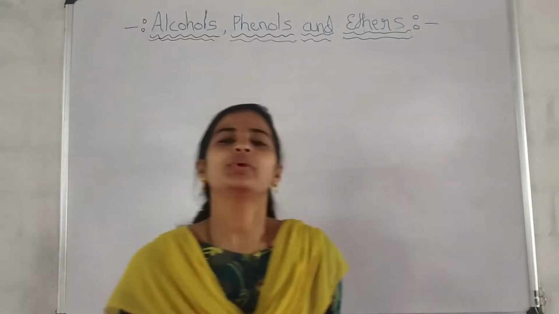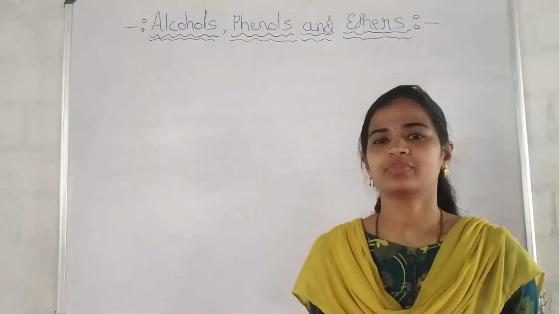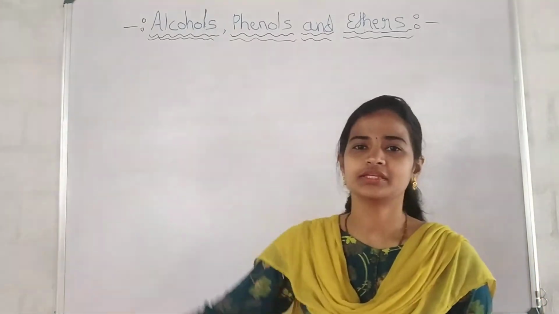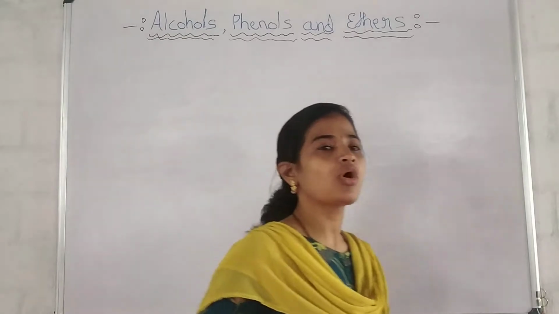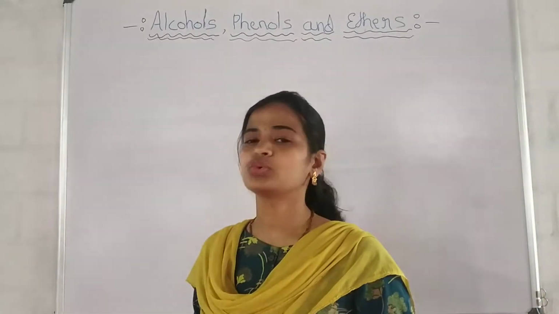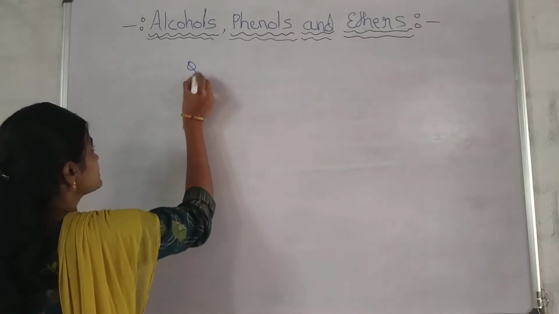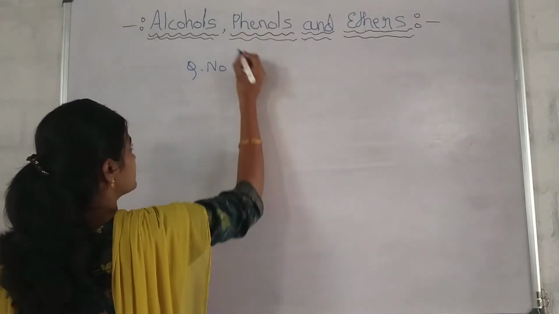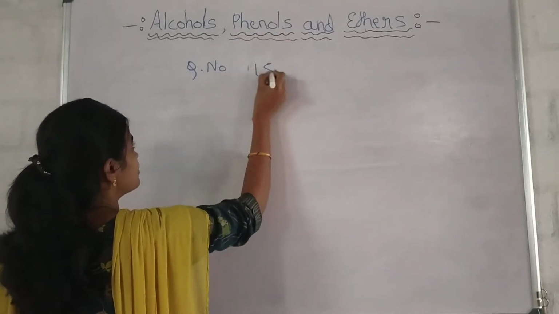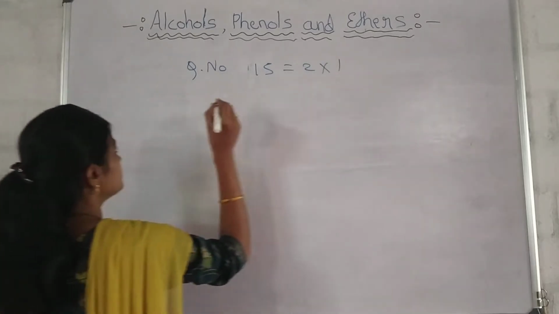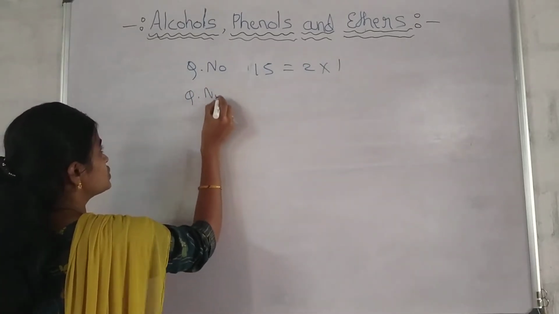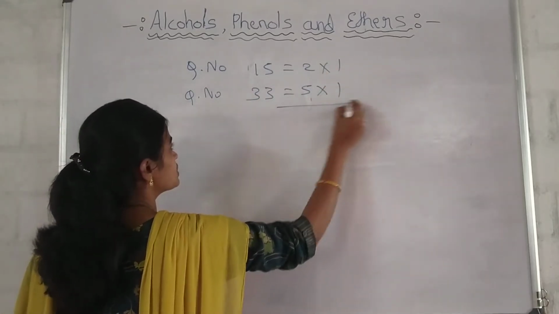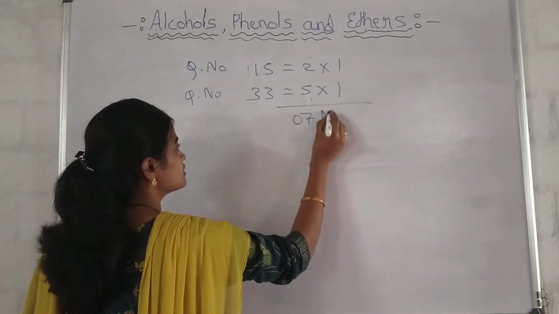Today we are starting one of the new chapters of organic chemistry, that is alcohols, phenols and ethers. If I talk about the weightage of this chapter, it carries totally 7 marks. That is question number 15 from part B, a 2 mark question, and question number 33, a 5 mark question. So totally it is 7 marks.